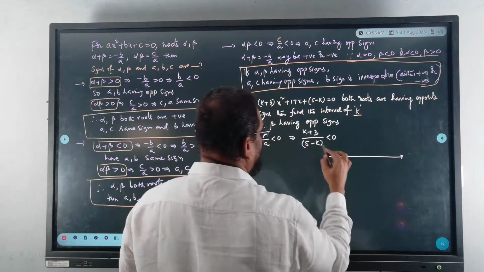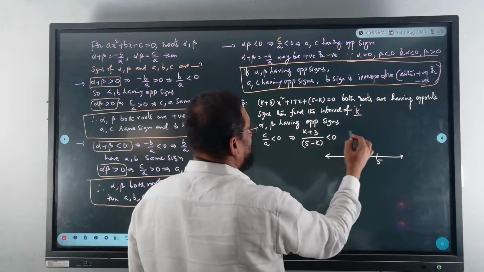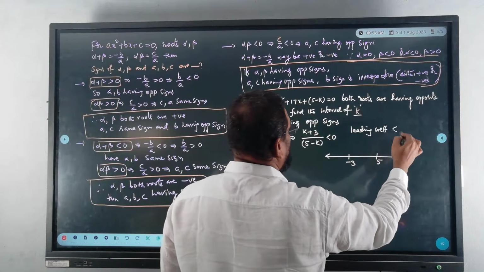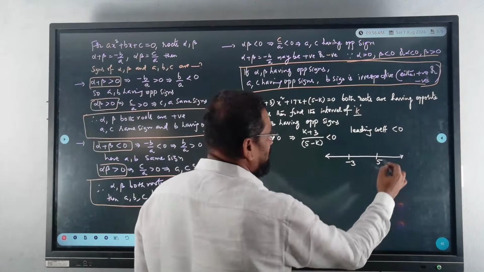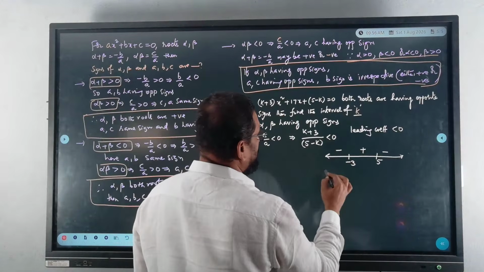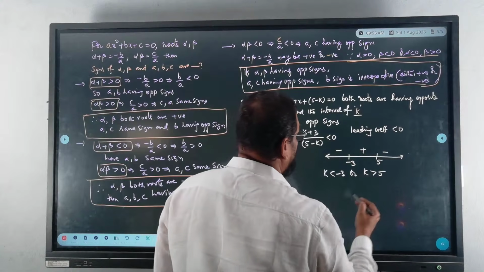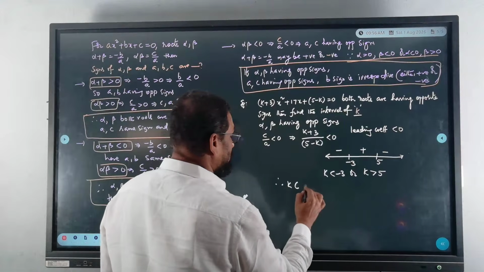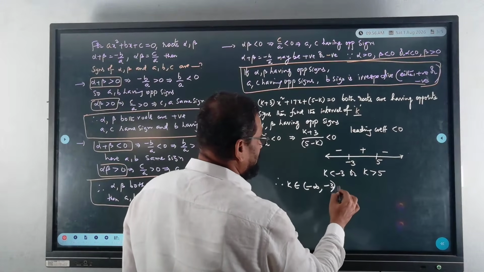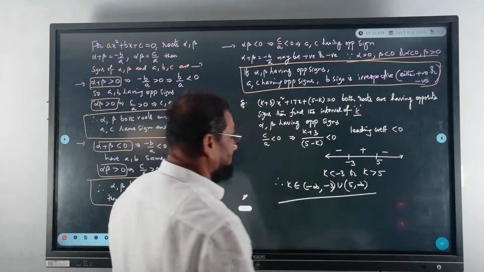So the critical points are -3 and 5. So what is the leading coefficient here? The leading coefficient is negative. So from the rightmost, the signs are negative, positive, negative. Here we need less than 0. Therefore k less than -3 or k greater than 5. So k belongs to the open interval -infinity to -3 union open interval 5 to positive infinity. That's the required answer.